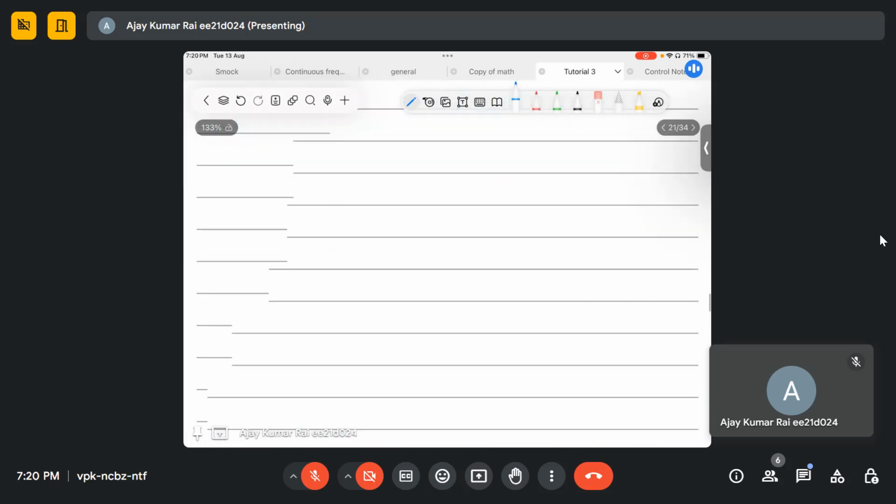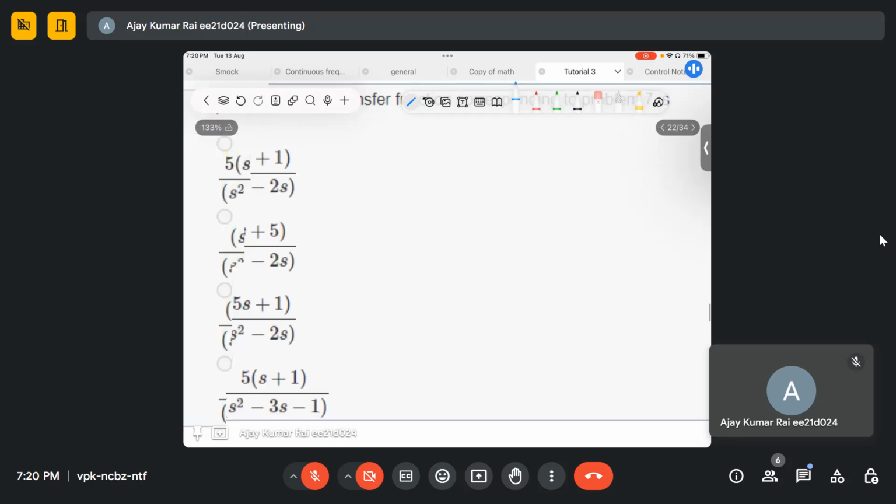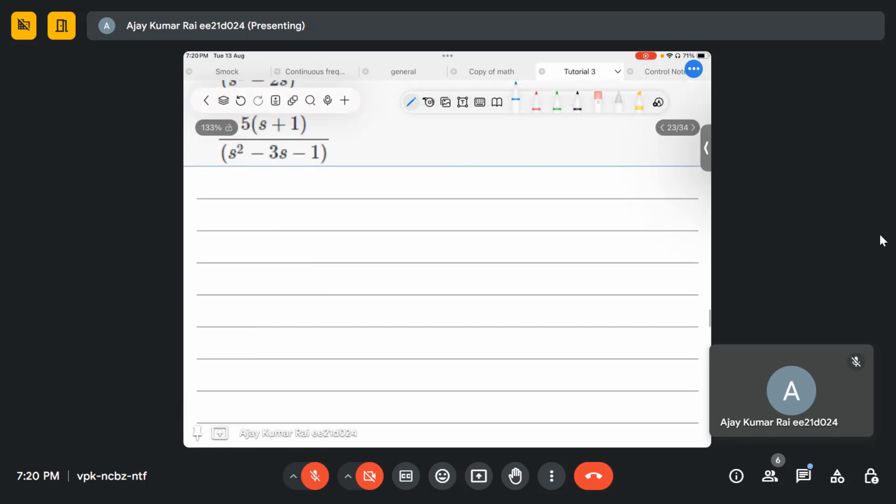We'll go to the 10th question. The open loop transfer function corresponding to problem 7. Again, this is also very simple. So the open loop transfer function for the positive feedback system, we're just cutting down the closed loop. So again, that will be the same, right?